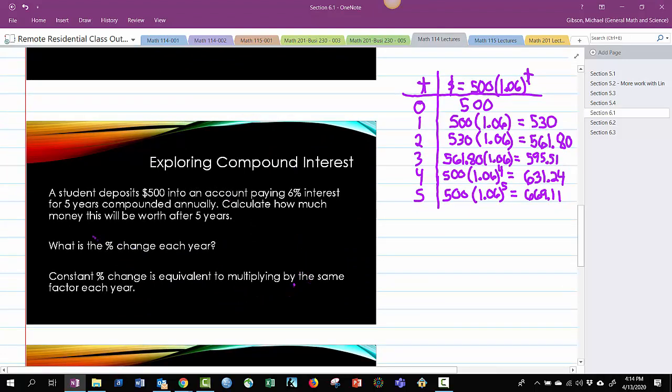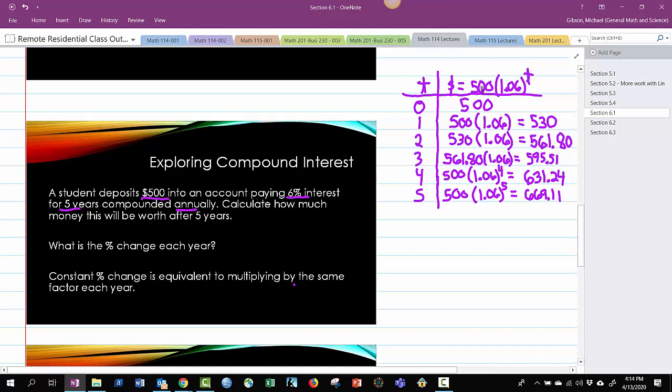Let's say a student deposits $500 into an account, paying 6% interest for 5 years, going to compound annually. Calculate how much money this will be worth after 5 years. So I did this in a little table over here.